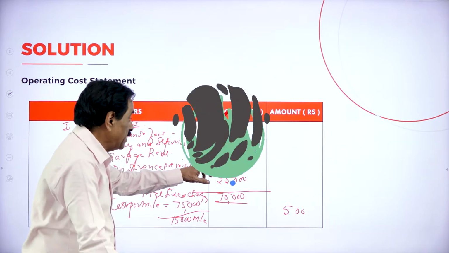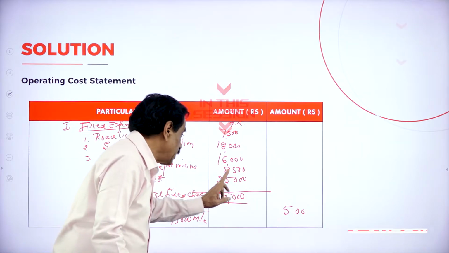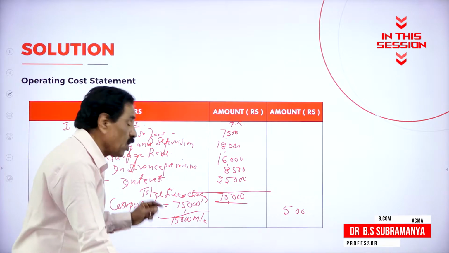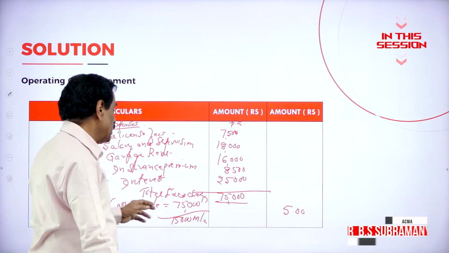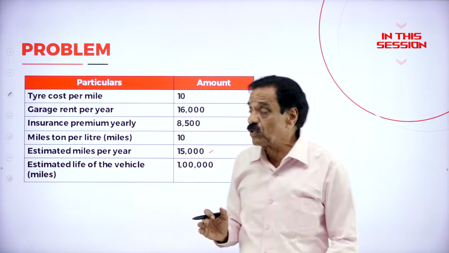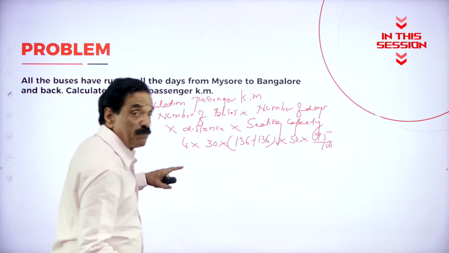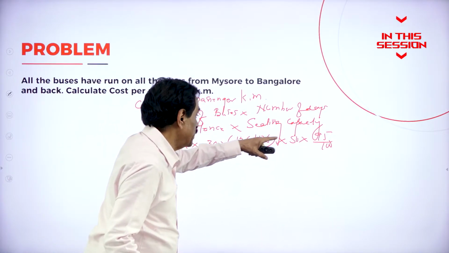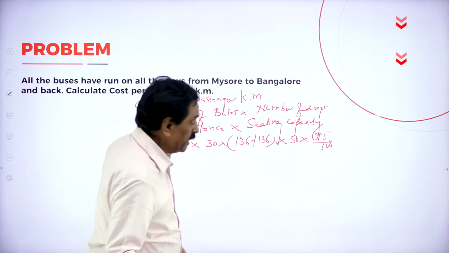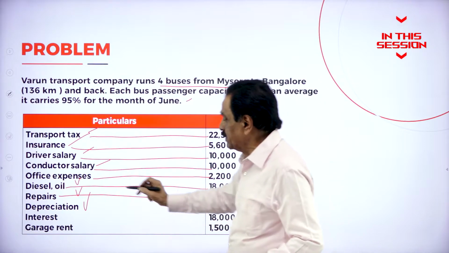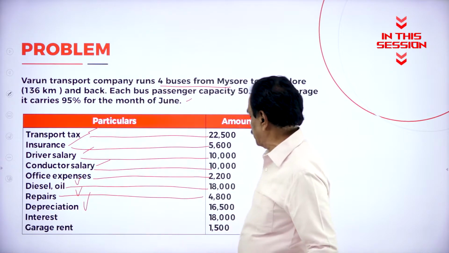So 7,500 salary of the driver, 16,000, 8,000, 25,000, totally 75,000 is the fixed charges. So how many miles will it run? 15 miles, it comes to 75,000. Depreciation is equal to cost divided by life. What is the formula? Depreciation is equal to cost divided by life. So number of buses 4 into 30 days, going 136, coming 136 into 50 by 90. This will come under fixed. This is fixed, and this is variable, this is variable, this is variable you have taken.